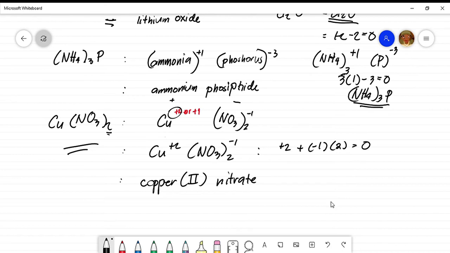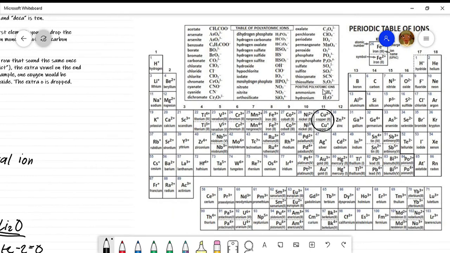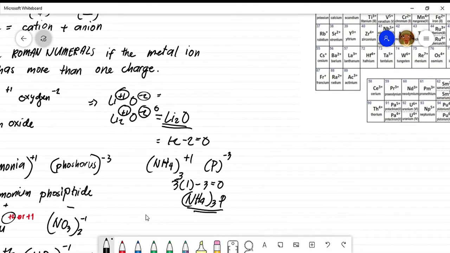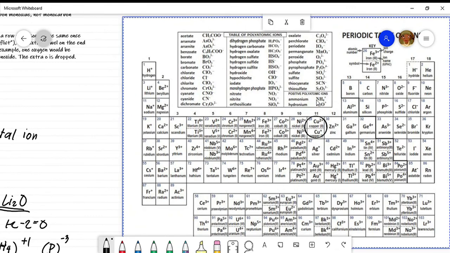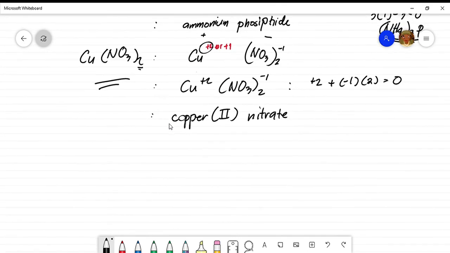So notice how we name ionic compounds with polyatomic ions. If we have a polyatomic ion here, whether it's the first or second element, its name remains the same. So this one is called copper(II) nitrate. It's not nitride, it's nitrate, since it's NO3. This is a fixed polyatomic ion. And here we have ammonium phosphide.